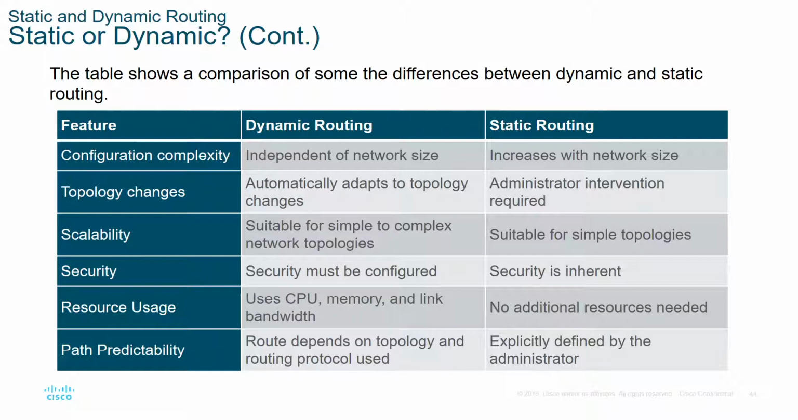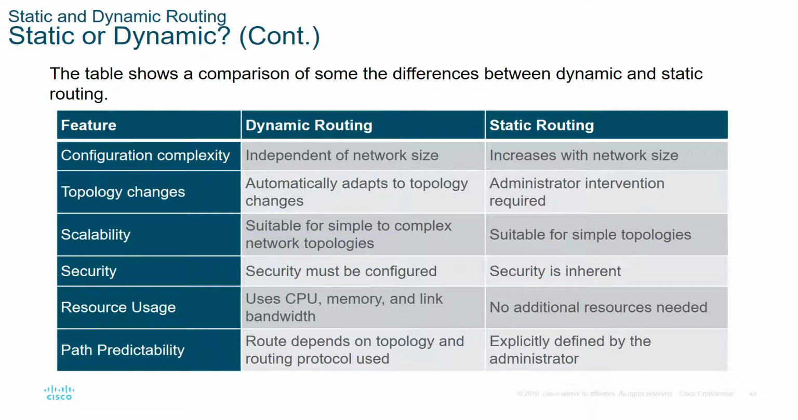Topology changes. In dynamic routing, it automatically adapts to topology changes. In static routing, the administrator intervention is required. For scalability, dynamic routing is suitable for simple to complex network topologies, whereas static routing is really only suitable for simple topologies. In terms of security, in dynamic routing, security needs to be configured, but in static routing, it's inherent.